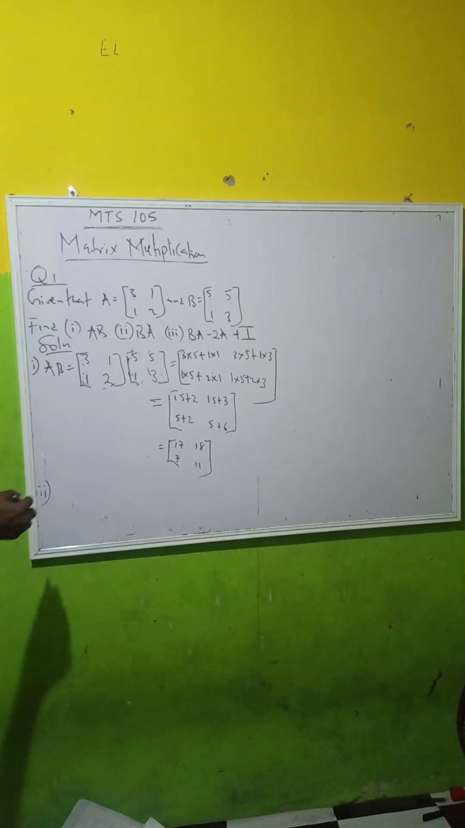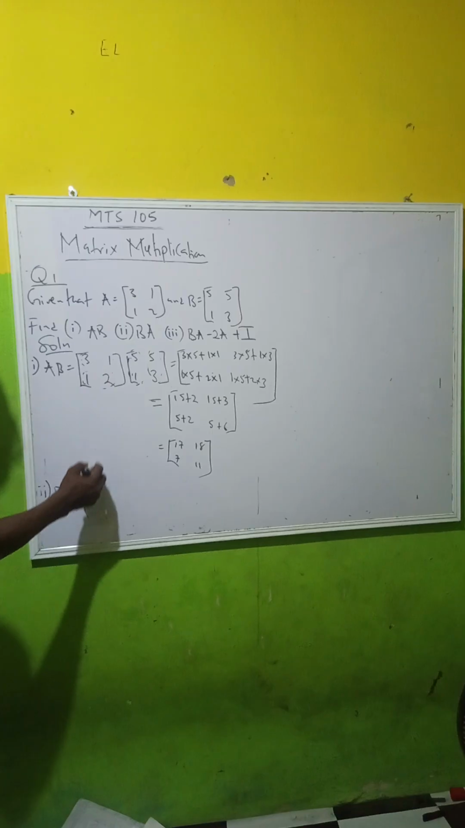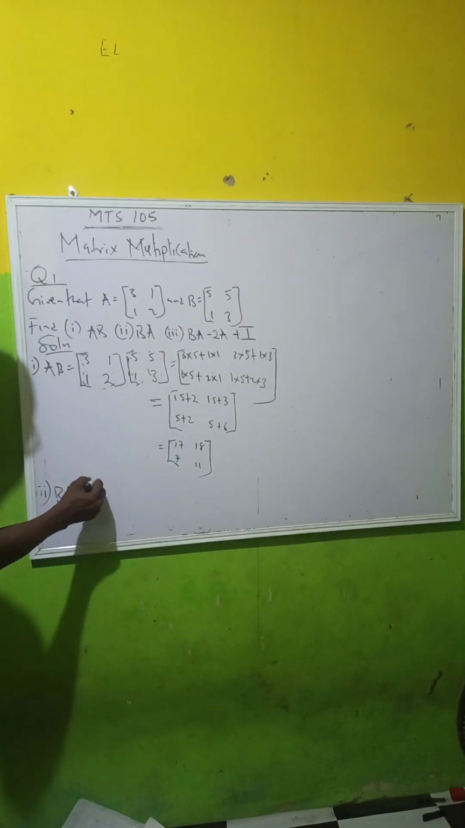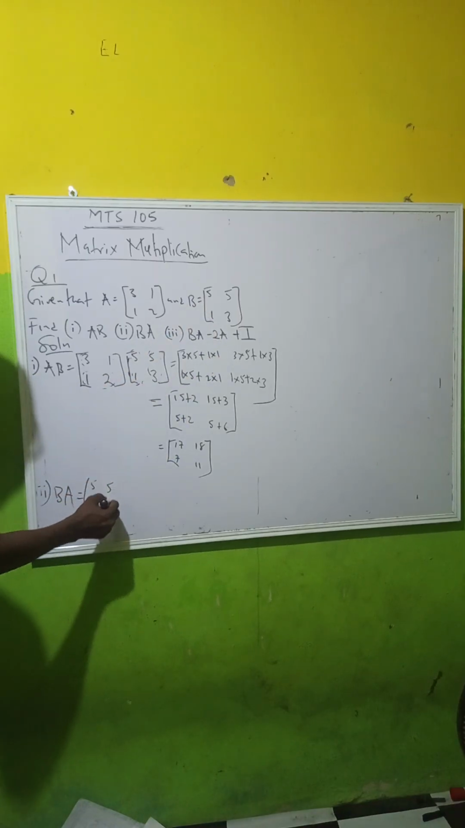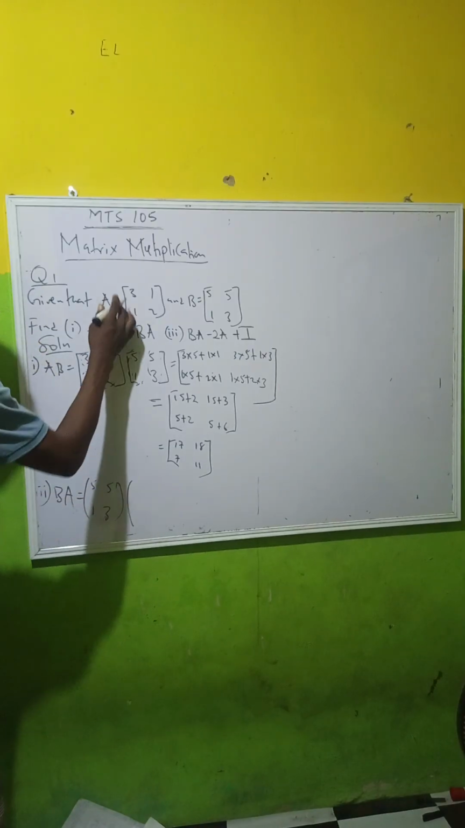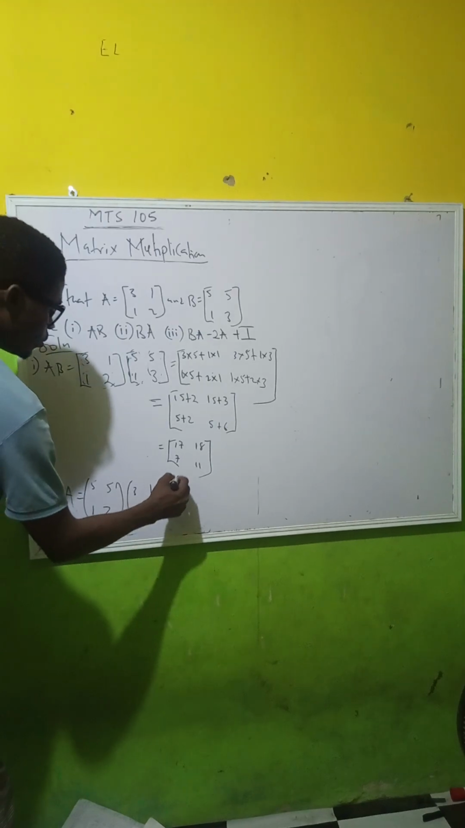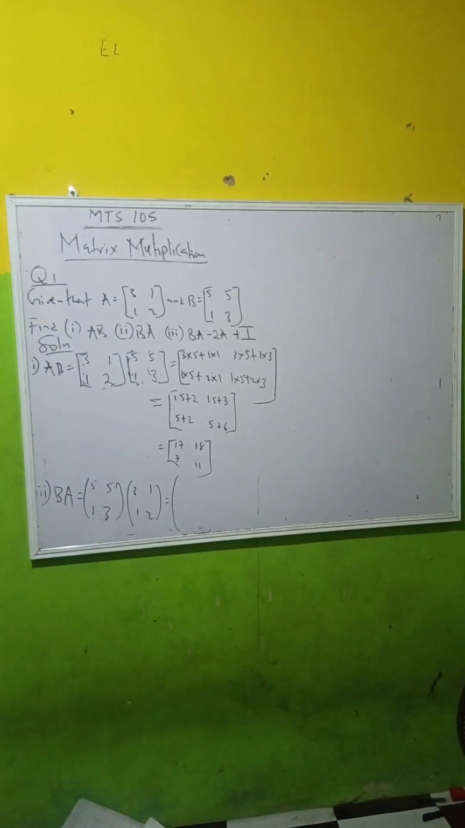Number 2, BA. So what do we have? Our B is 5, 1, 5, 3, right? And our A is 3, 1, 1, 2. Alright, what's the first row? 5, 5. The first column, 3, 1, 5.